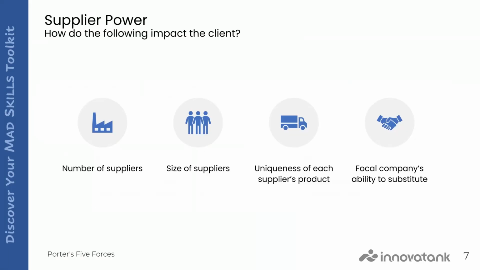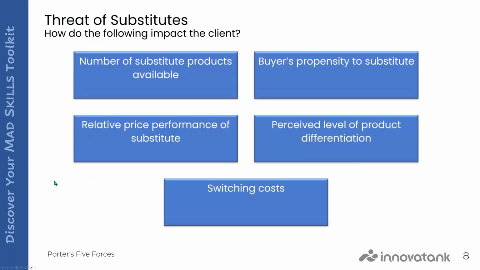Supplier power evaluates the number and size of suppliers, the uniqueness of their products, and the focal company's ability to substitute for different products. Threat of substitutes assesses the number of substitute products, buyer propensity to substitute, relative price performance, perceived differentiation, and the switching costs of the substitutes that are available in the marketplace.